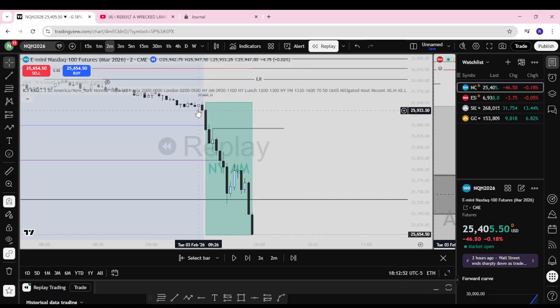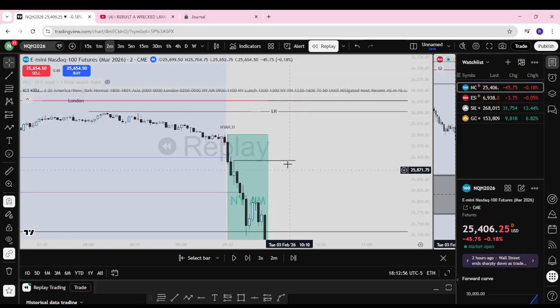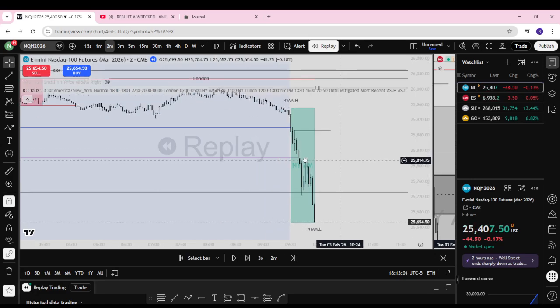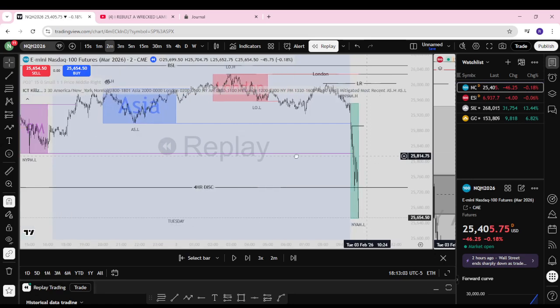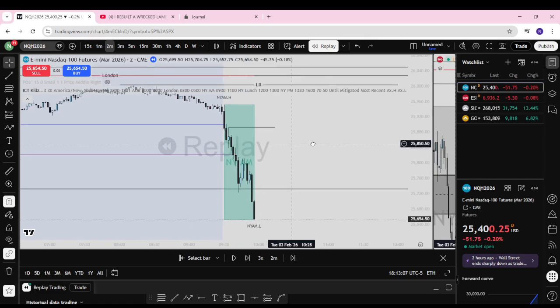But in NQ terms, this market structure is not it, and our draws on liquidity are over 250 points away. So it's just a trade that I would not be willing to take. I think overall it's just not a great trade in my opinion. I know a few people definitely took this, but I would never take a trade like this personally.